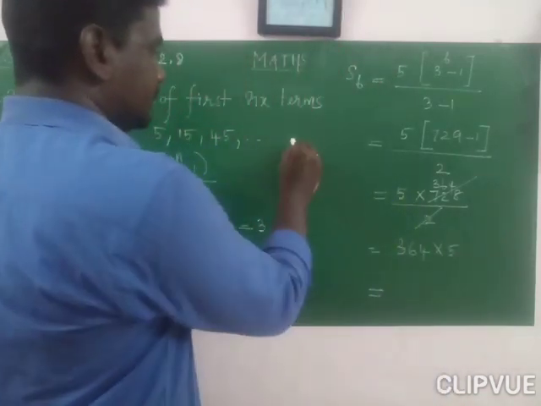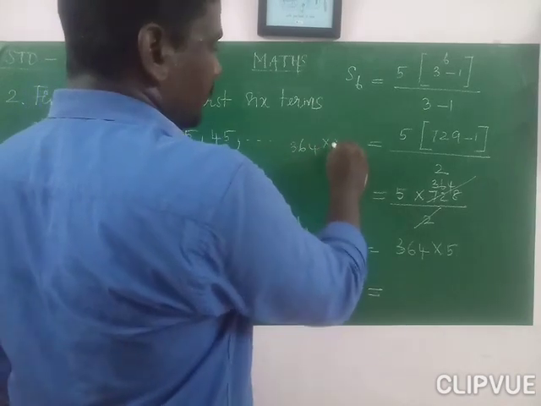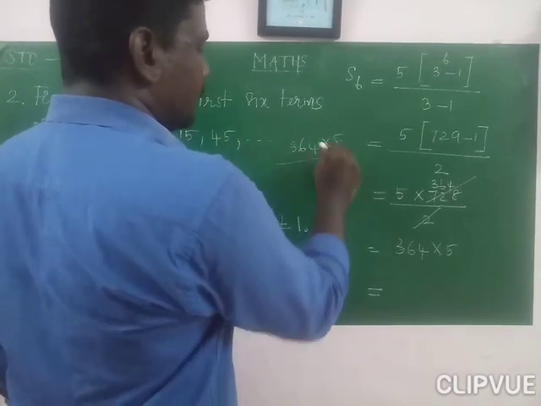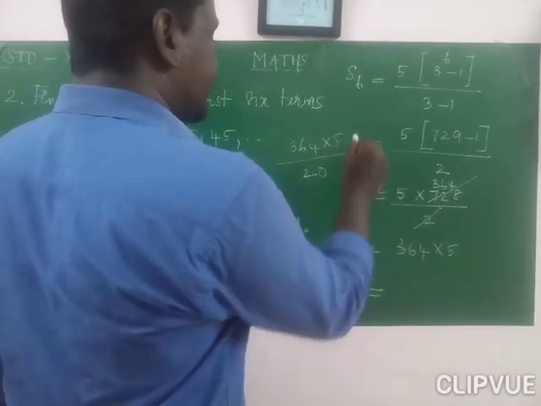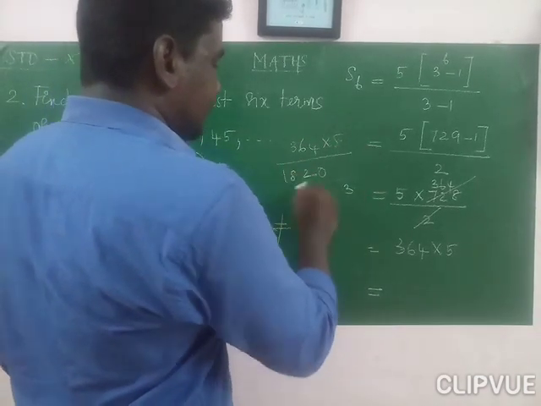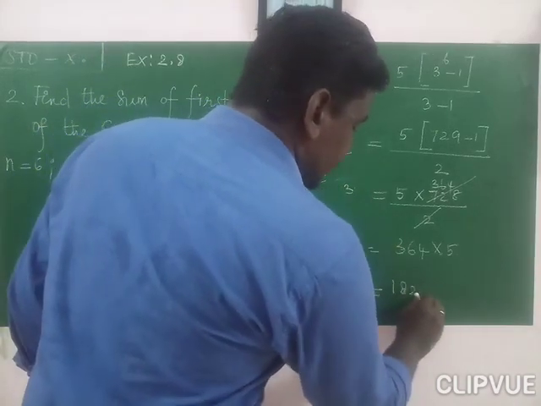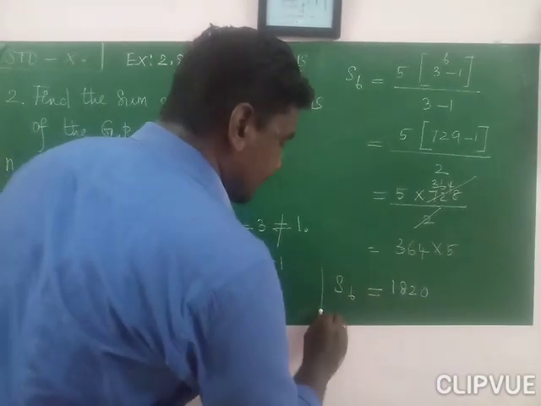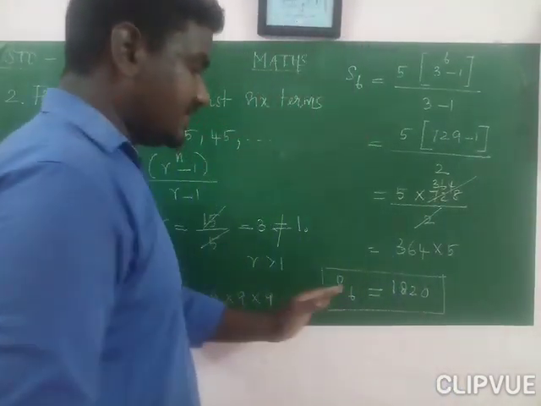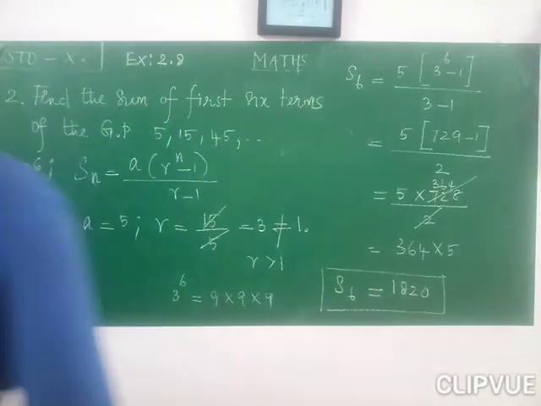364 into 5. What is the answer? 5 4s are 20, remaining 2. 5 6s are 30, 32, remaining 3. 5 3s are 15, 18. So 1820. What is it? The sum of the first 6 terms of the GP. S6 is equal to 1820.